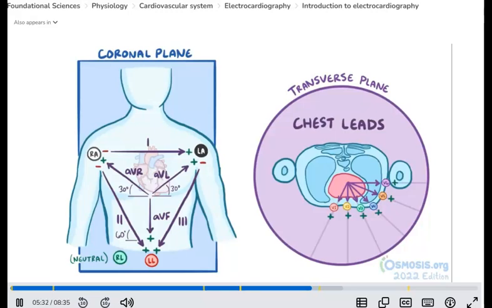So in total, you've got 6 leads from the limb leads and 6 from the chest leads, leading to a grand total of 12, which gives you your 12-lead ECG. Now, the point of having all these leads is to get different views of the heart, making it easier to see exactly how that wave of depolarization moves through the heart.